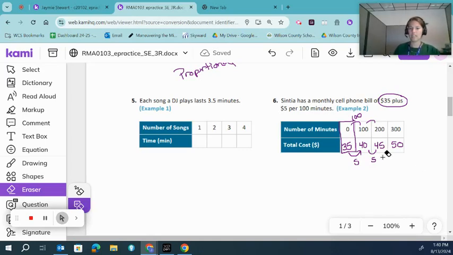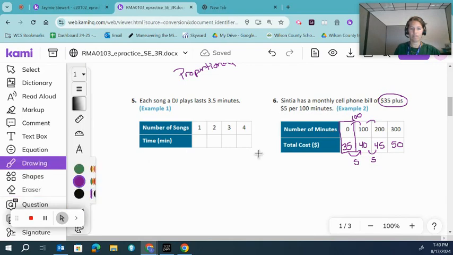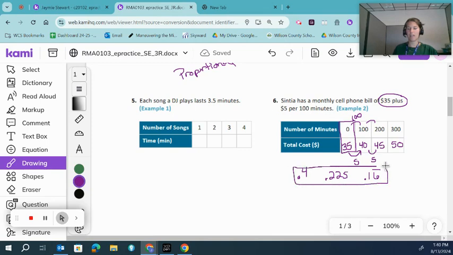Okay, you can also see here that 40 divided by 100 is 0.4. 45 divided by 200 is 0.225. And 50 divided by 300 is 0.16 repeating. Okay, and these are not the same. Therefore, this is not proportional. Okay, so that's 2 different ways.